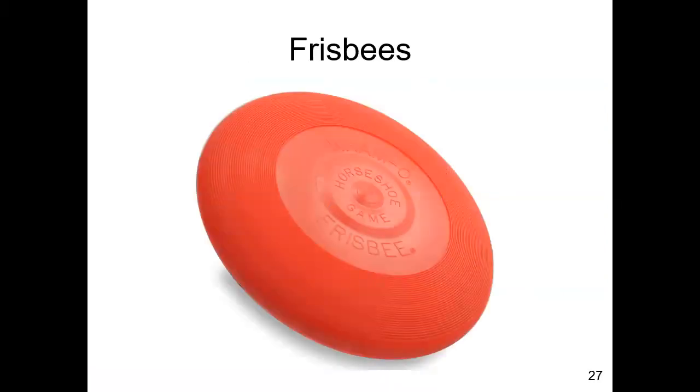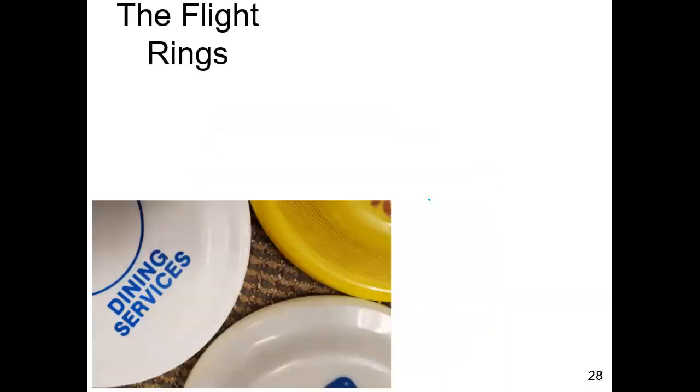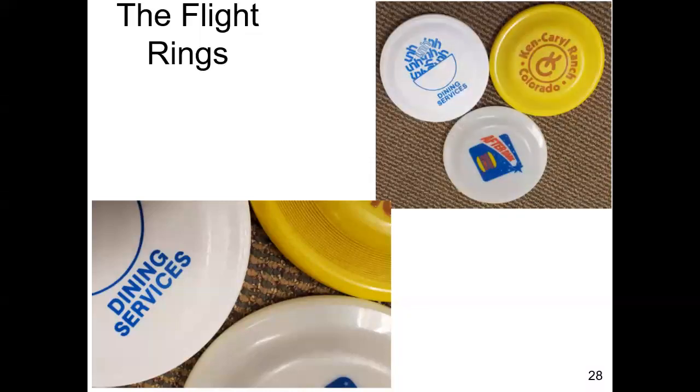And lastly, and most importantly, Frisbee. So Wham-O has the protection on the name Frisbee. You can't call just anything Frisbee. However, the patent they really have is on these guys, what are called the flight rings. If you look at these three different Frisbees, again, I can't pass things around this much, but if you look at them, the only one with the flight rings, the yellow one, is the Wham-O product.